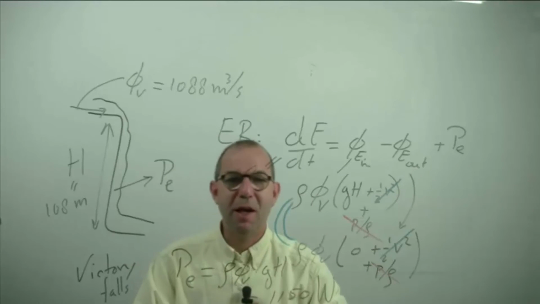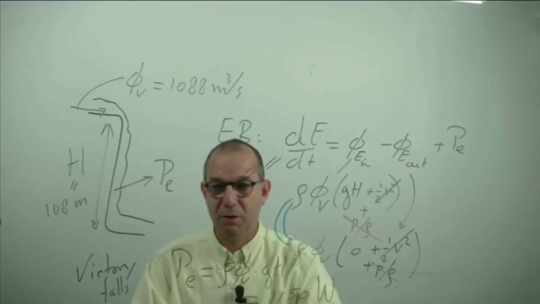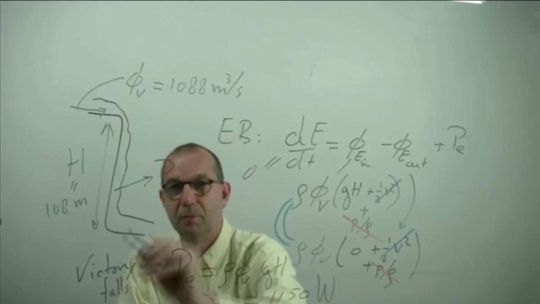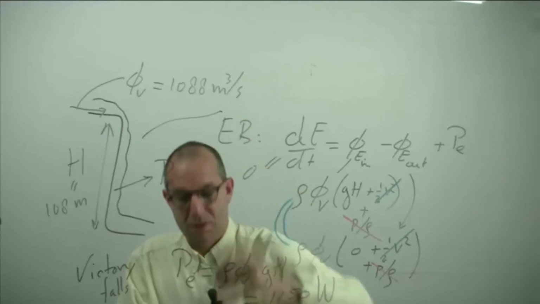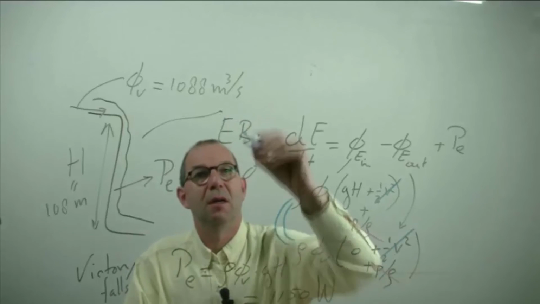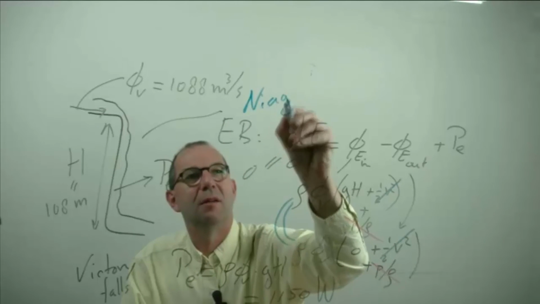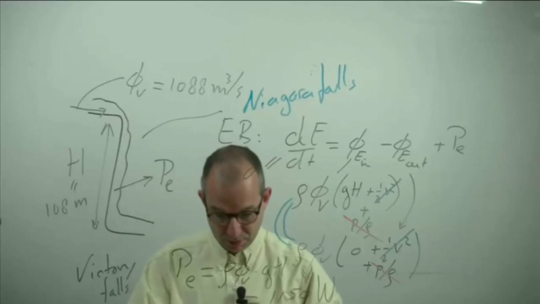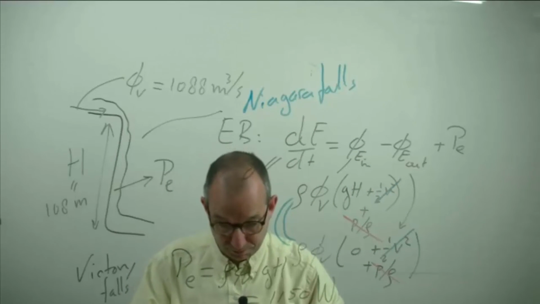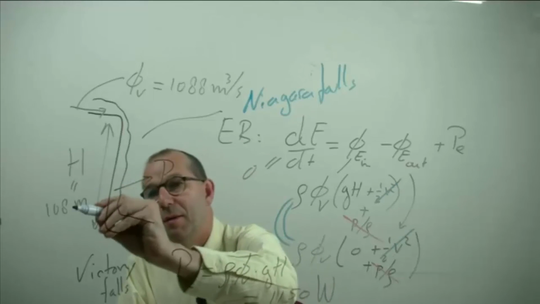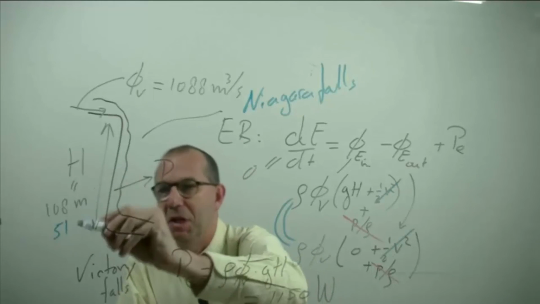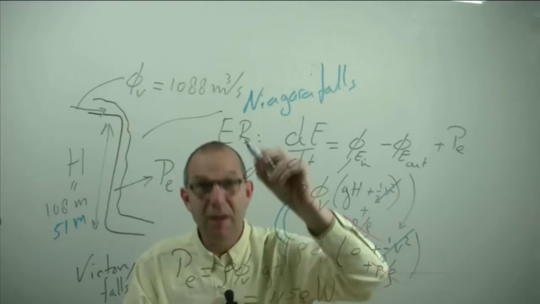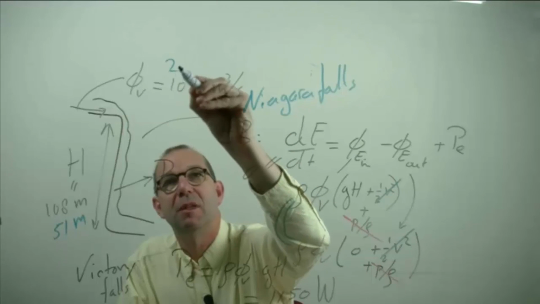Okay, Niagara Falls, huge falls. What if we looked at Niagara Falls? Now, so if this was, let me do that in blue, the Niagara Falls. What would change? Well, the height would change. They are not that big. They are only 51 meters. The flow rate is, however, bigger. It's more than doubled.